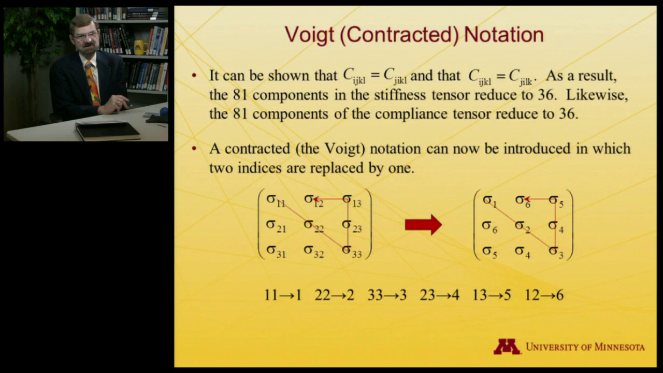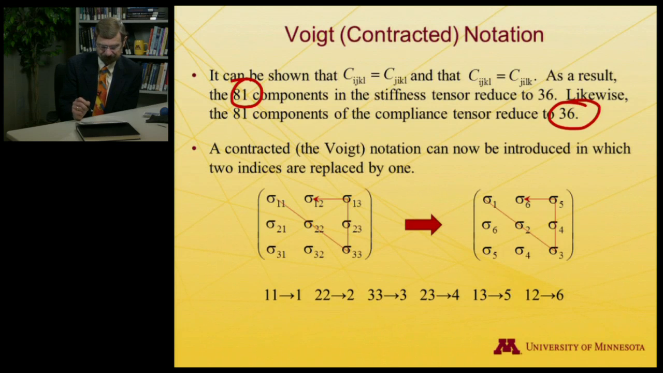Okay, well, it's tough to deal with tensors with 81 components in four-dimensional space. And so there's a trick that you can use, and it's called the Voigt notation, or sometimes called contracted notation. And the trick is to take advantage of the symmetry in the crystals and symmetry in these fourth-rank tensors, to reduce the 81 terms down to 36.